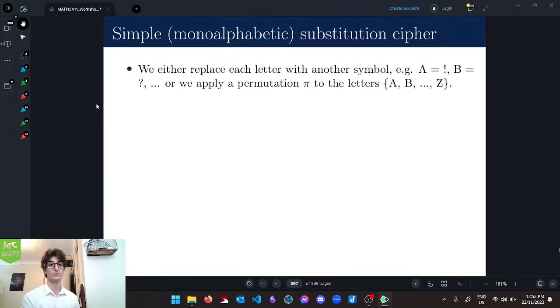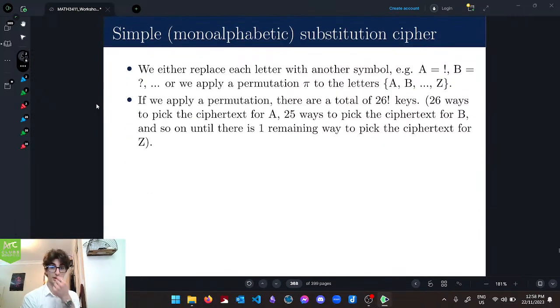So we've got first simple monoalphabetic substitution ciphers. That is where they replace each letter with another symbol, A being exclamation mark, B being question mark, and so on and so forth, or we apply a permutation pi to the letters A, B, all the way through Z. If we apply a permutation, there are 26 factorial total keys.